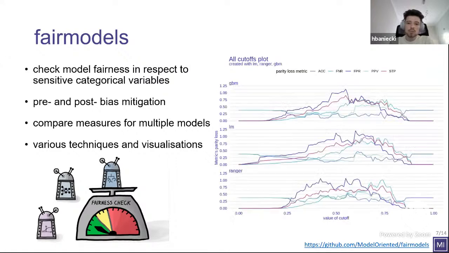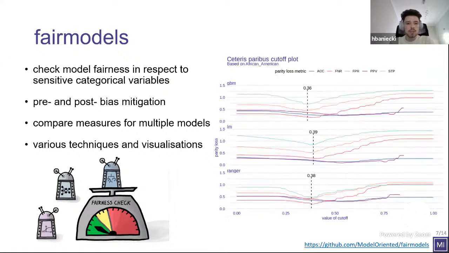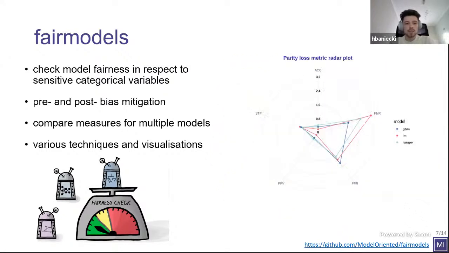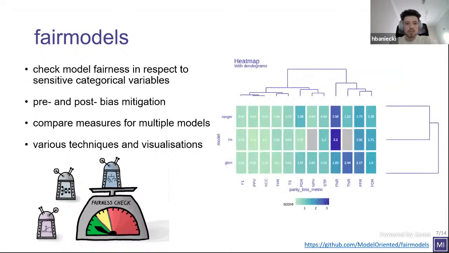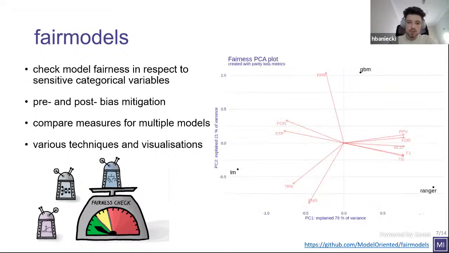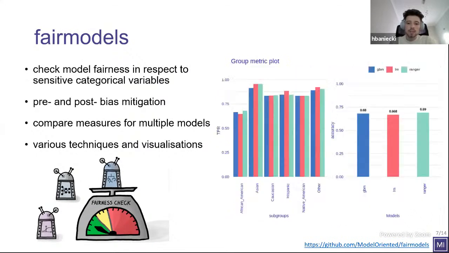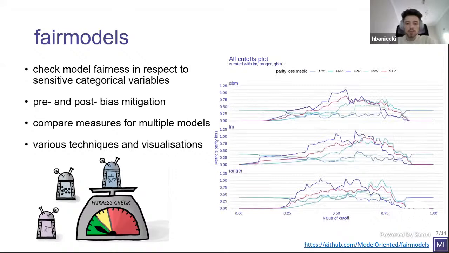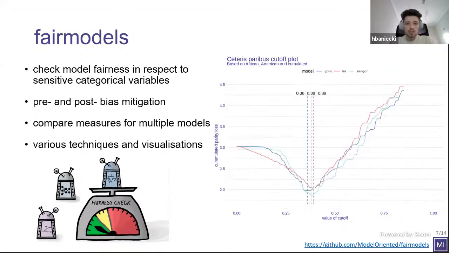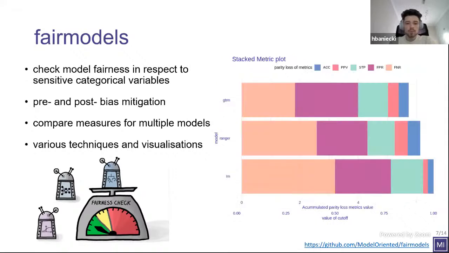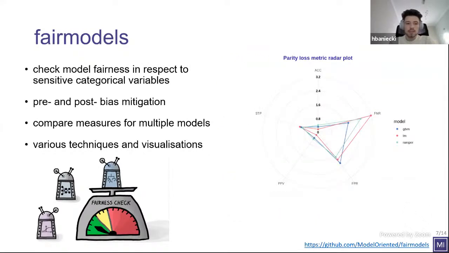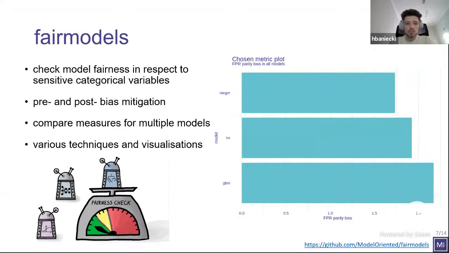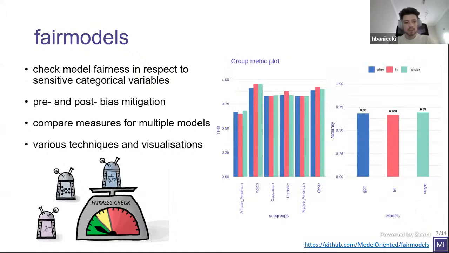It is a flexible tool for bias detection, visualization, and mitigation. So we can check many model fairness measures with respect to sensitive categorical variables. Maybe it's gender, maybe it's race. And of course, this package uses the DALEX explainer to compute its metrics. It has a lot of plots available for you. And it also has techniques for pre-modeling and post-modeling bias mitigation. So if you see that your model is biased, you can try to change that.